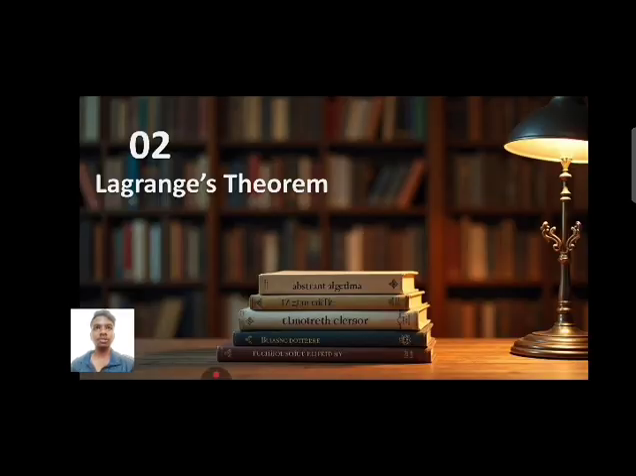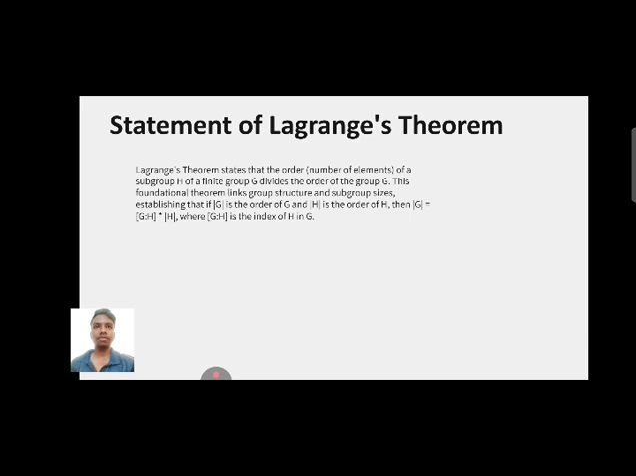Topic 2, Lagrange's theorem. Statement of Lagrange's theorem. Lagrange's theorem states that the order, the number of elements, of a subgroup H of a finite group G divides the order of the group G. This foundational theorem links group structure and subgroup size, establishing that if |G| is the order of G and |H| is the order of H, then |G| is equal to [G:H] times |H|. [G:H] is the index of H in G.